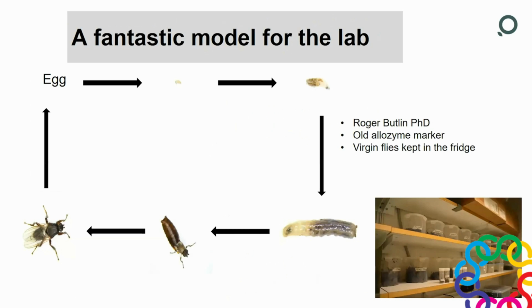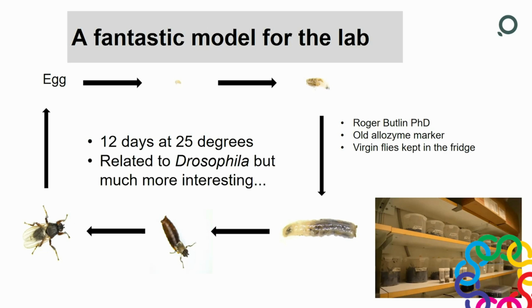Not only that, they're a fantastic model in the lab. They have a generation time at 25 degrees that takes 2 weeks for the whole life cycle. And there was an allozyme marker available for determining the inversion, the alpha and beta inversion. I had to learn allozyme staining during that time, which was quite challenging, but I managed. But they're not only a fantastic model for the lab. I wrote here related to Drosophila, but much more interesting. I hope I'm not offending anyone with that.